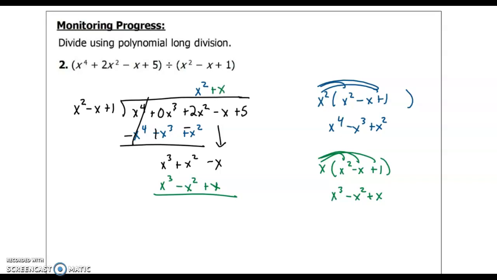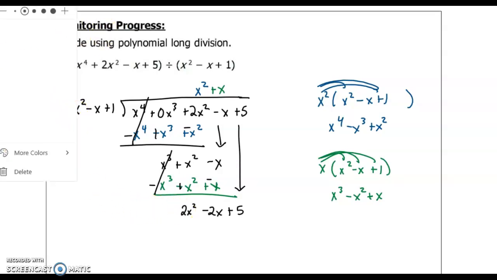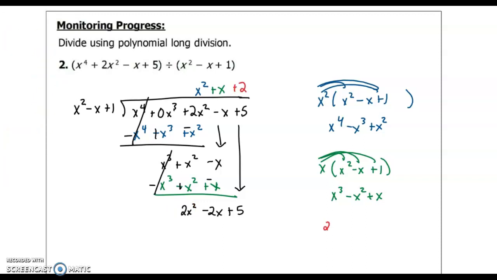And now we're going to subtract this row. So we're going to have minus x cubed plus x squared minus x. So that's going to get me 2x squared minus 2x. Then I'm going to carry down the 5. Okay, so now we're almost done. We're asking ourselves how to get x squared to be 2x squared. I'm going to multiply by 2. I'm going to go ahead and write down my answer there, 2.